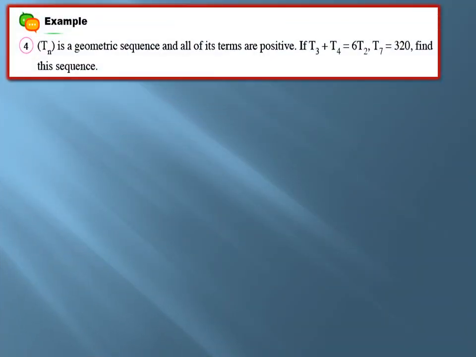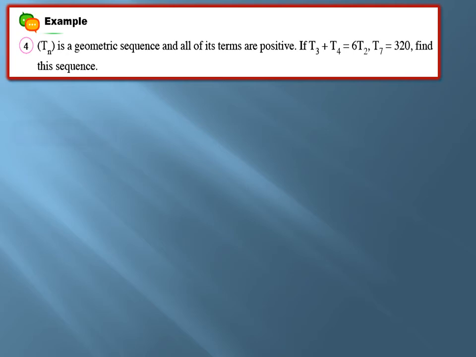Tn is a geometric sequence and all of its terms are positive. If T3 plus T4 equals 62 and T7 equals 320, find this sequence. To get the sequence, we want to know, number one, the first term A, and number two, we want to get R. When we know A and R, we can get the sequence.